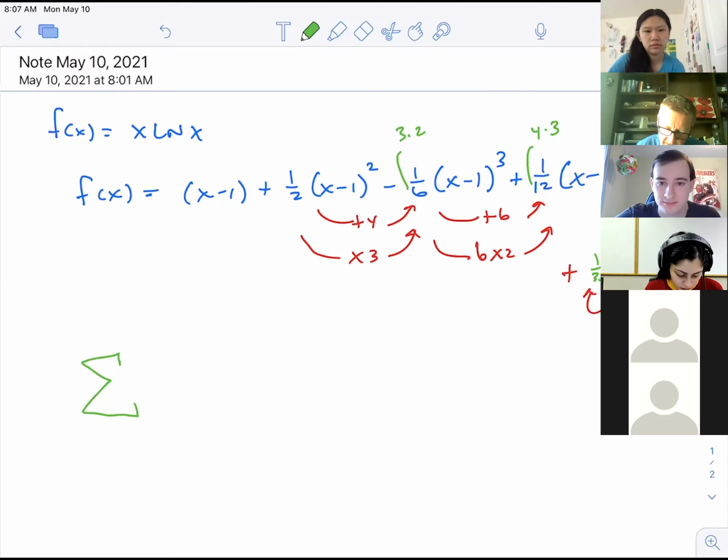Did you notice how easy that made it? Because 2 minus 1 is 1, and then 1 cubed, and 1 to the 4th, and 1 to the 5th. It's like, you don't even have to do it. And so you really just end up with 1 for this term plus 1/2 for the next term minus 1/6 plus 1/12 minus 1/20. And so that's fun.